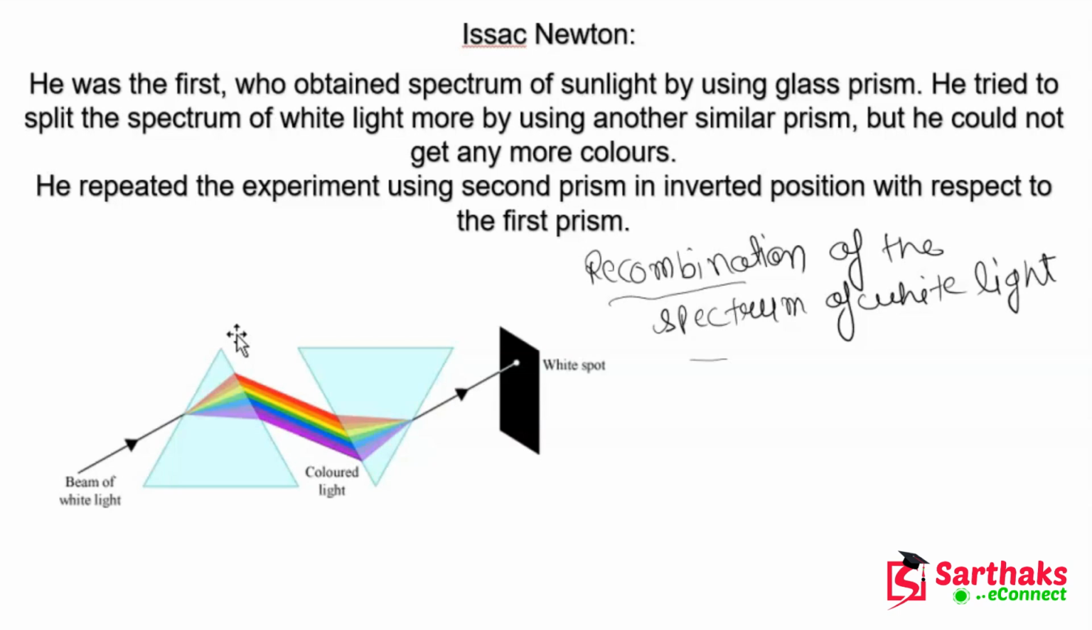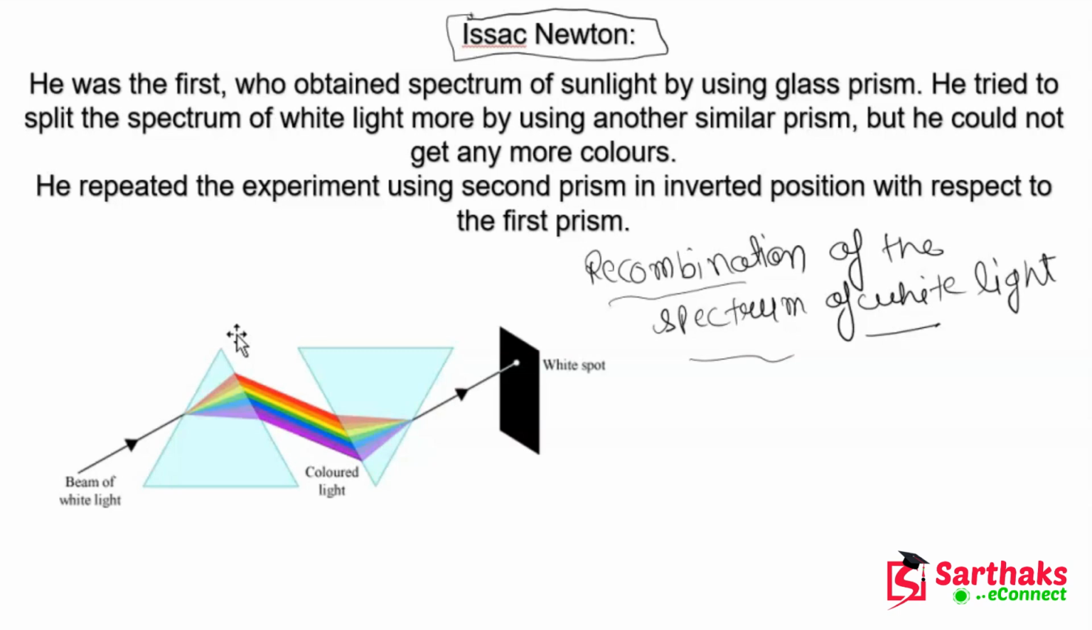Okay guys, I hope this is clear to you. So basically, Isaac Newton, we are all familiar with this name. In physics, this name is taken very frequently. Isaac Newton was the first person to use a glass prism to obtain the spectrum of sunlight. He was trying to split the colors of the spectrum of white light.